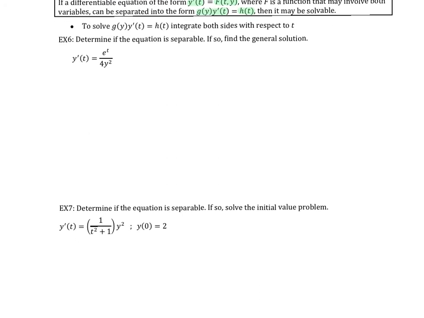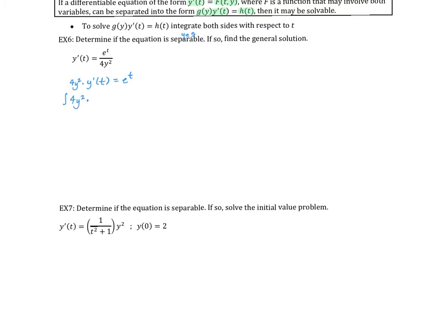So example 6 says determine if the equation is separable. If so, find the general solution. So if it is separable, I should be able to move all the y's to one side, keep all the t's on the other. I notice that if I simply multiply both sides by 4y squared, then I have 4y squared times y prime of t is equal to e to the t. So yes, it's separable. I just separated it so that the y's are on one side, the variable t is on the other side. And at this point, I could simply integrate both sides.